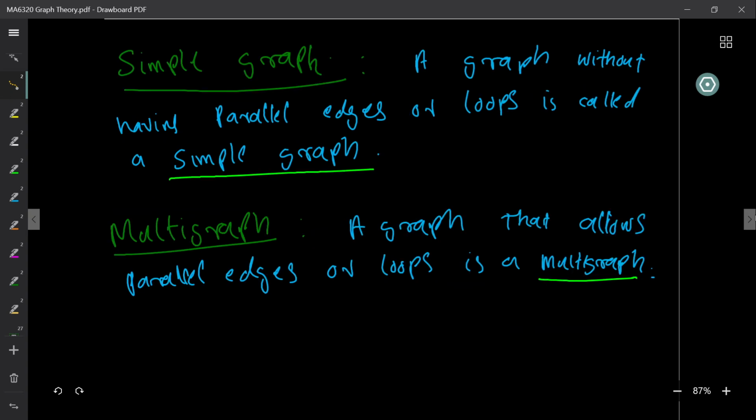Now, a graph where we don't allow parallel edges or loops is called a simple graph.